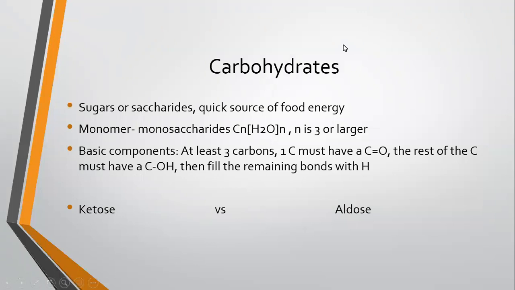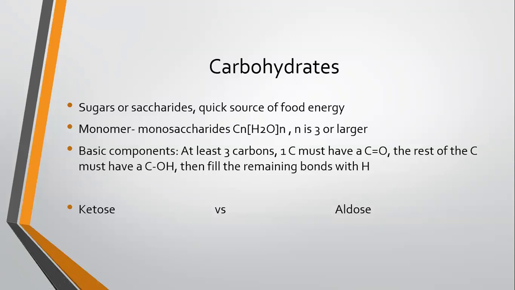Moving further, we'll talk about carbohydrates. So carbohydrates are sugars or saccharides, and they provide a quick source of food energy for our body. The monomers of carbohydrates are called monosaccharides and are given by this formula here, where N is the number of carbons and it has to be larger than 3.